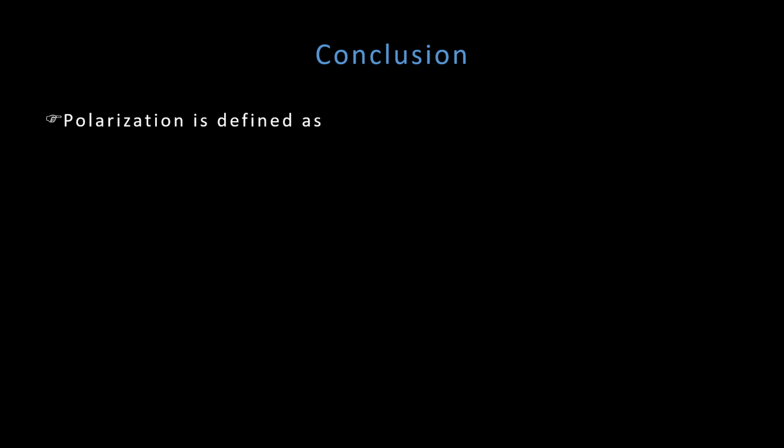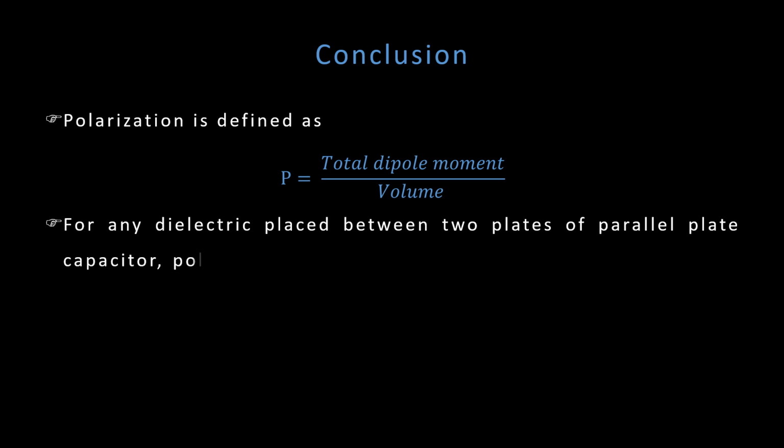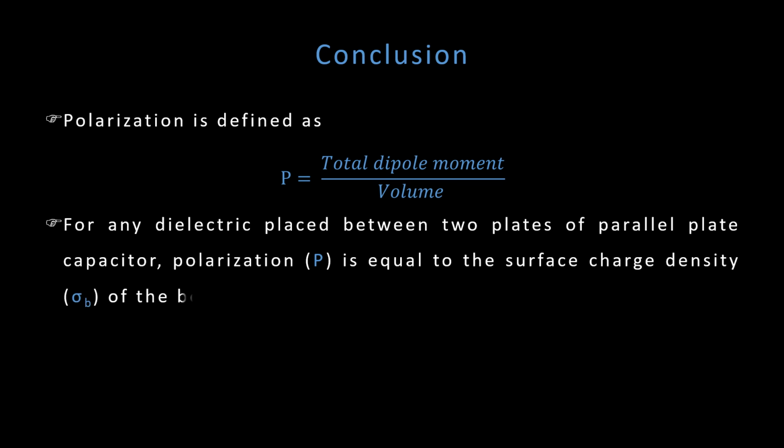We can say that polarization is defined as total dipole moment per unit volume, and when we insert a dielectric, if the surface charge on the dielectric is QB, then the surface charge density becomes sigma B, and the relation between polarization and surface charge density is P is equal to sigma B. The two are equal. Polarization is equal to bound surface charge density.